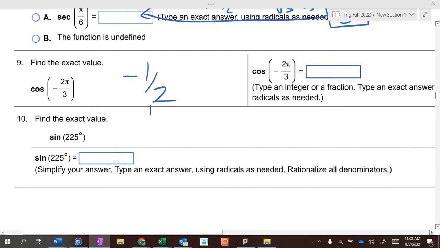The sine of 225. Well, this is easy. Where's 225? What quadrant? Third quadrant. What's a sine at 225? The y. Negative square root of 2 over 2. There you go.